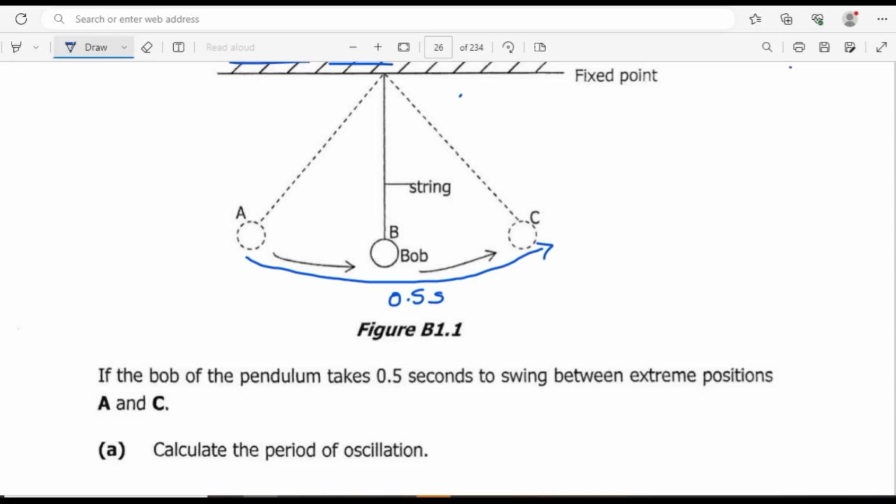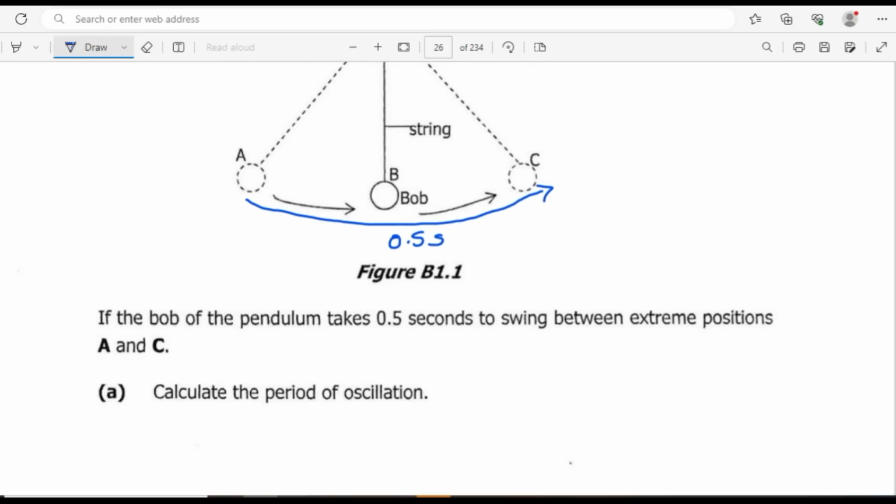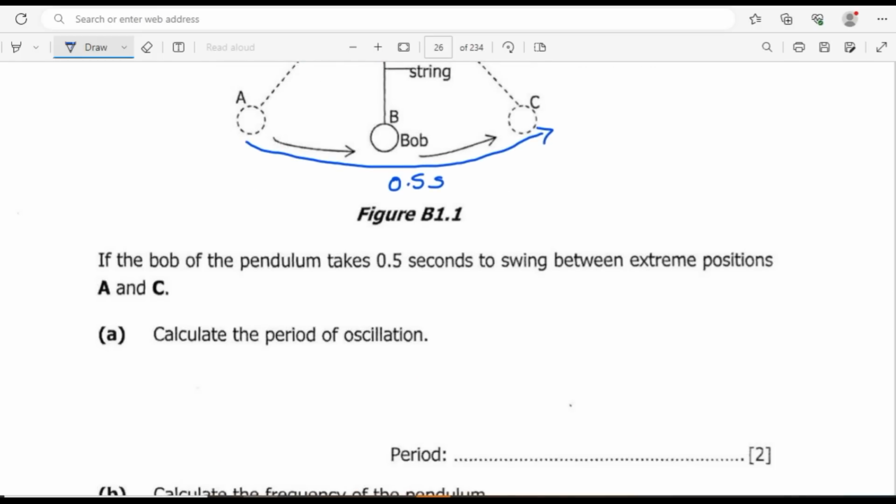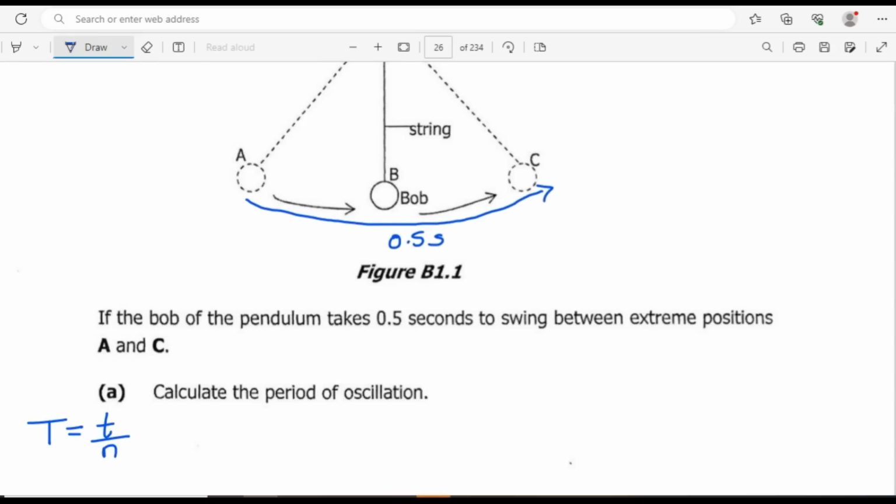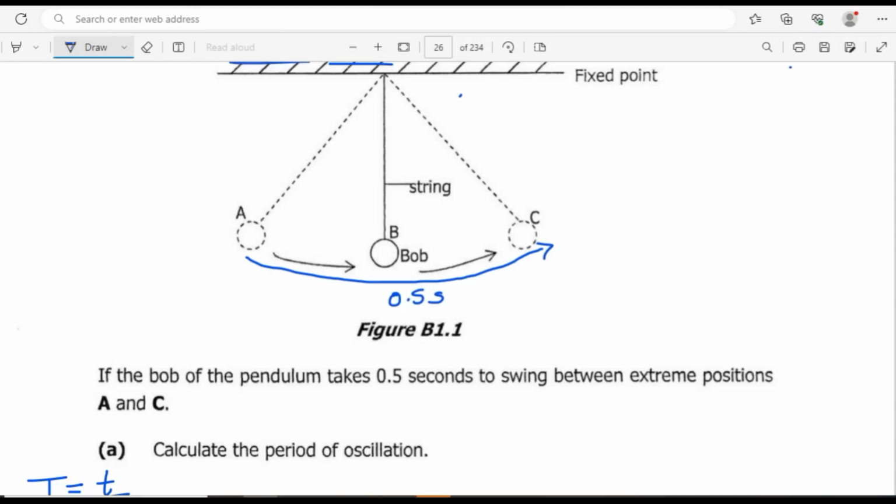Then the first question is, what is the period of oscillation? So the symbol for period is capital letter T, which is equal to small letter t, time taken over the number of oscillations. Now we have time, then we just have to find the number of oscillations. So the number of oscillations, if you are not given, if they have not mentioned, how do we count the number of oscillations given a question like this? So what are we supposed to do?